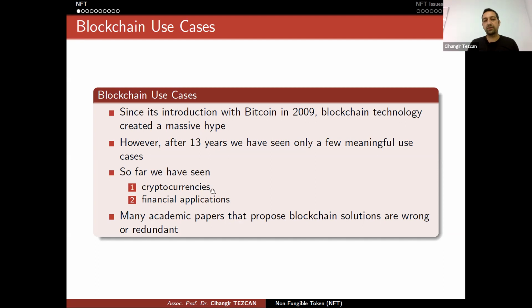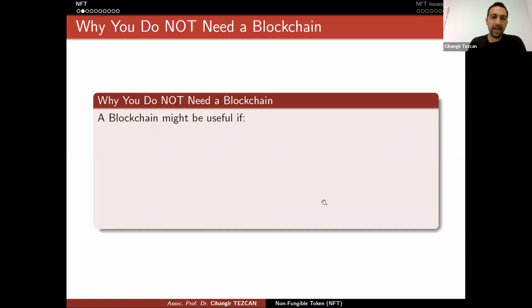For instance, in the case of cryptocurrencies, people couldn't solve this problem until 2009, until the invention of Bitcoin. So this is why we say that it is a useful use case. So this actually created another hype, and people started to ask if we really need a blockchain. So this is why people started to write papers with the title, "Why You Do Not Need a Blockchain." So let me recap again.